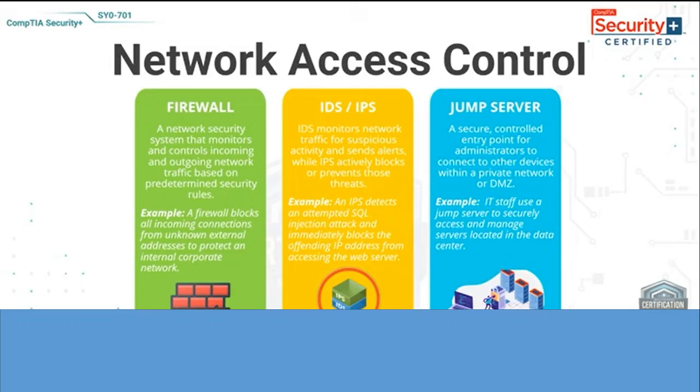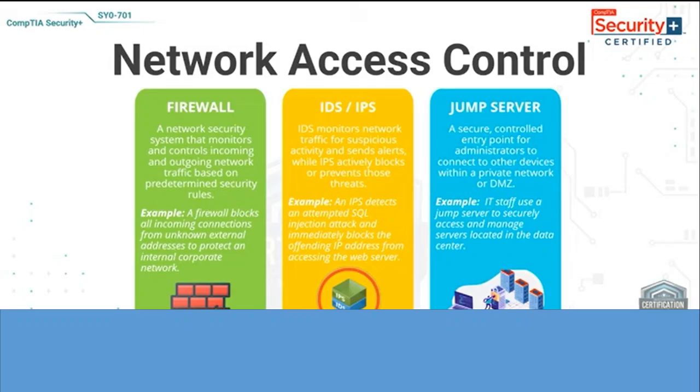Next is the jump server. So we have completed firewall, IDS, IPS. Now we are coming to the jump server. This is a secure controlled entry point for the administrator to connect to other devices within a private network or any zone of the network. For example, IT staff use a jump server to securely access and manage servers located in the data center. So one server is there. If they want to work, they can jump to another server to work with the same.